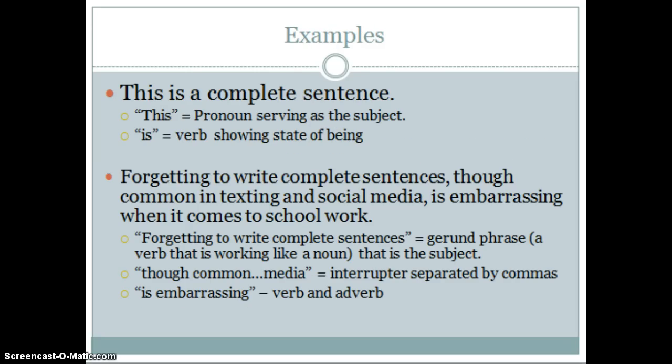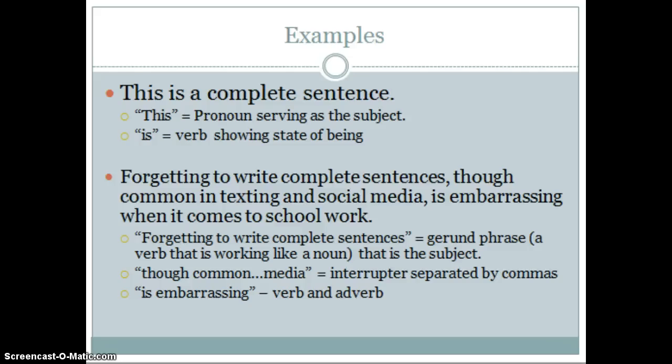So, an example of a complete sentence. There's one at the top right there. It says, "This is a complete sentence." That's a complete sentence. The word "this" is a pronoun, and it is the subject of the sentence. The word "is" is a verb, and so that shows that it has a subject, a verb, and is a complete thought. Therefore, this is a complete sentence.